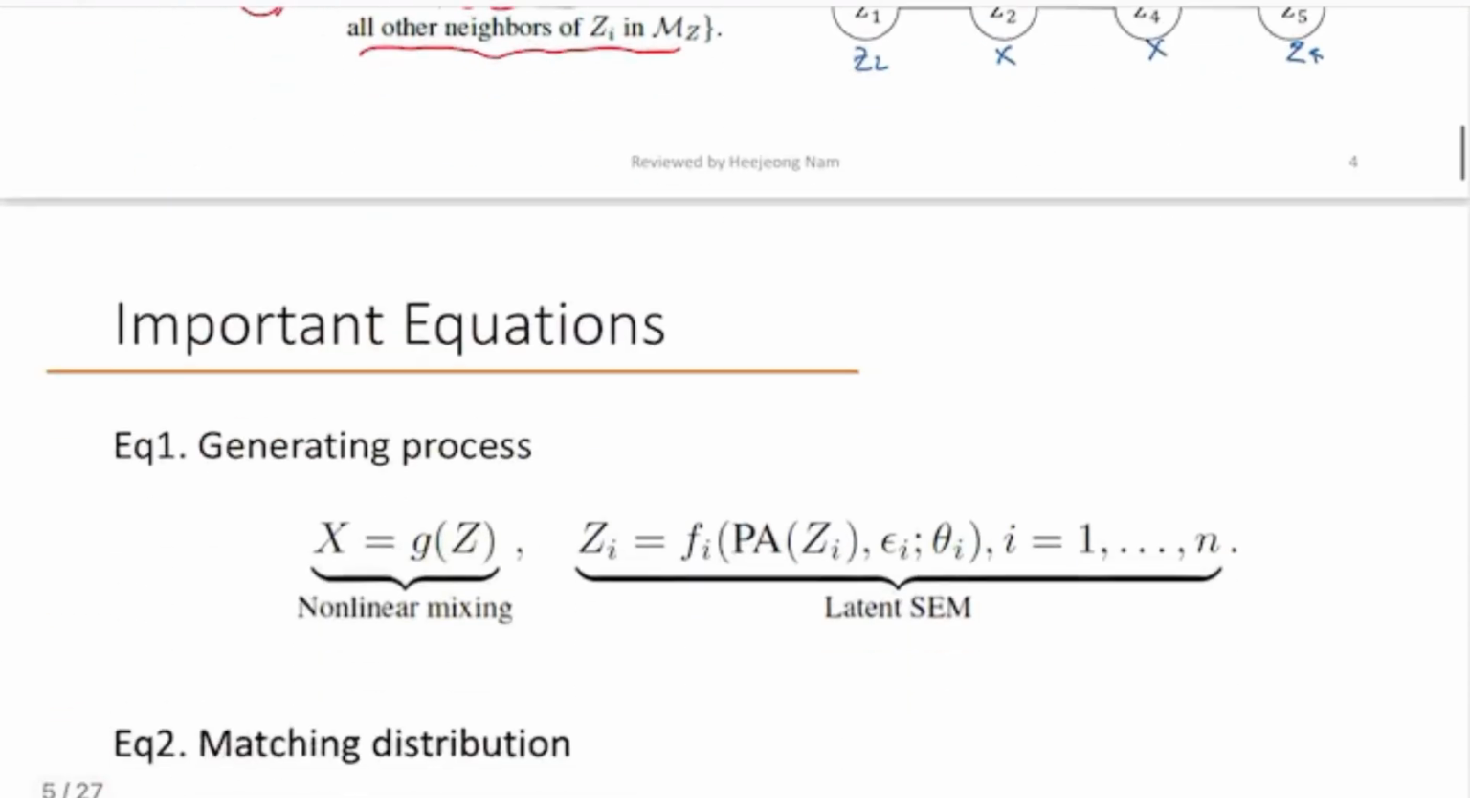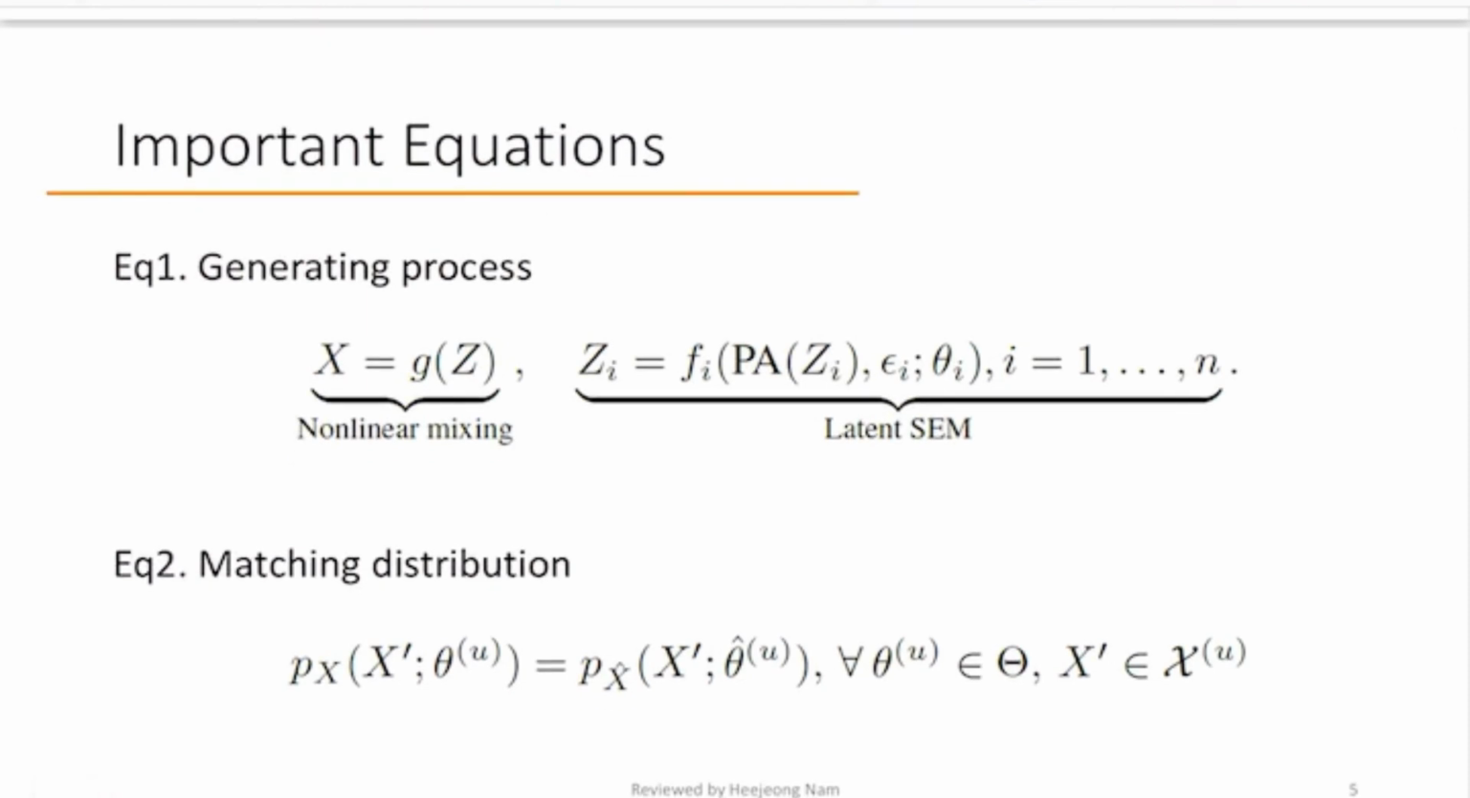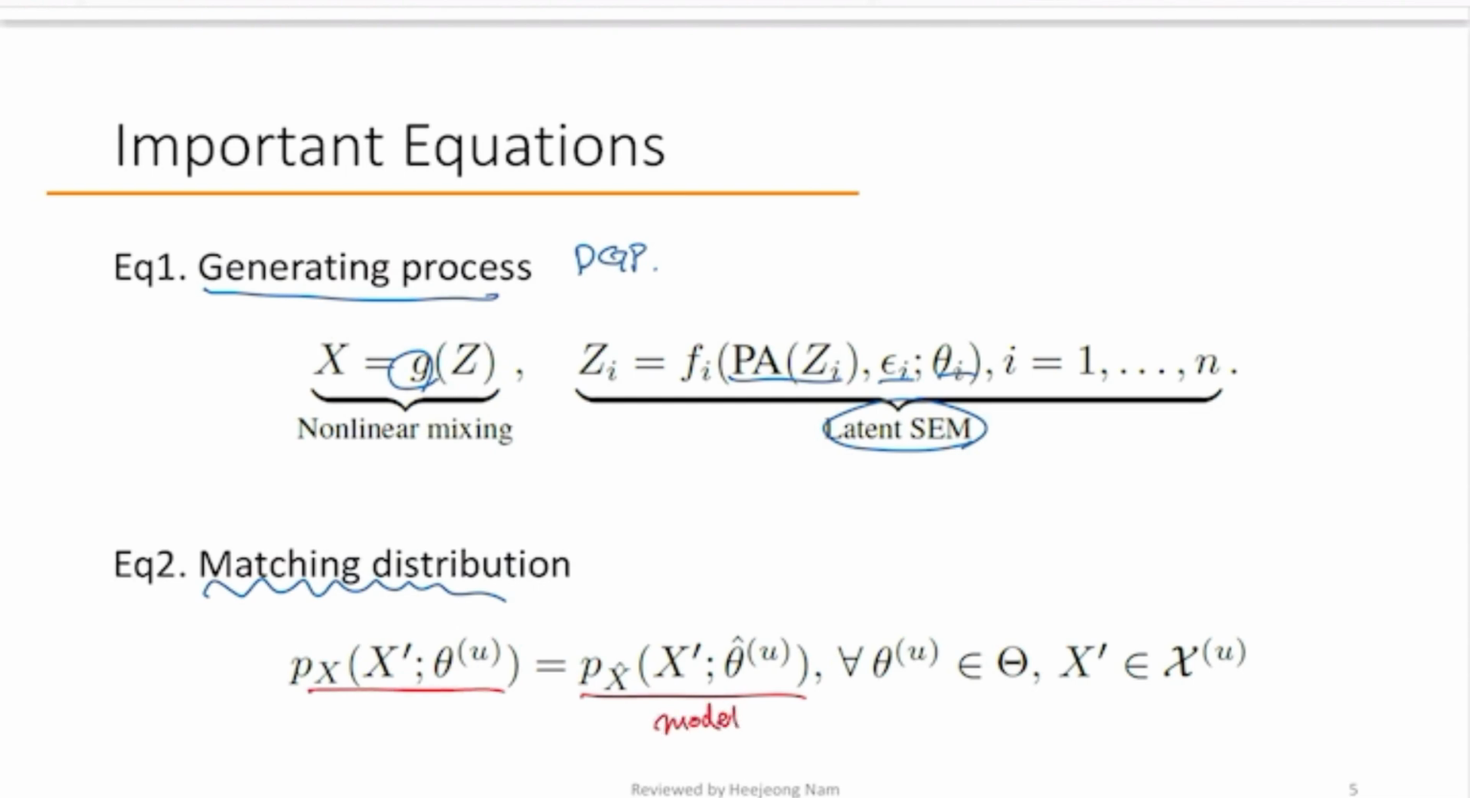There are two important equations in this paper that are important for the proofs we are going to see later. The first one is the data generating process, which we often call DGP. We have a nonlinear mixing function G, which takes Z as input and outputs X. And as I said before, Zi is a function of parents, noise, and distribution, following the structural equation model. Equation 2 is the matching distribution. What we mean is that our model distribution matches the data distribution, and we can approximate X hat and Z hat by using the model. And now there are two important assumptions.